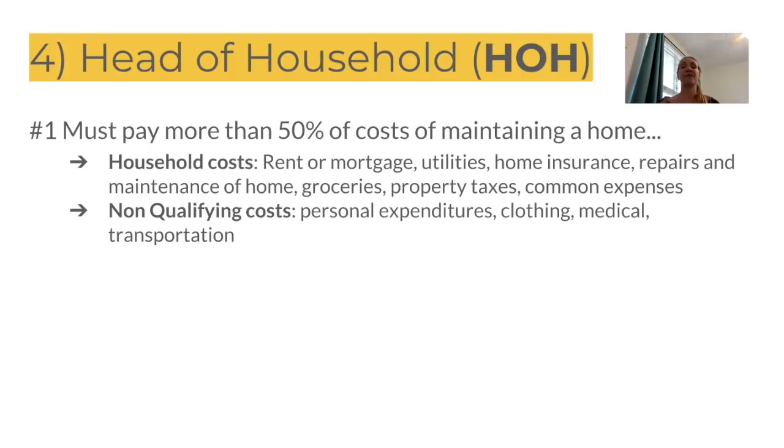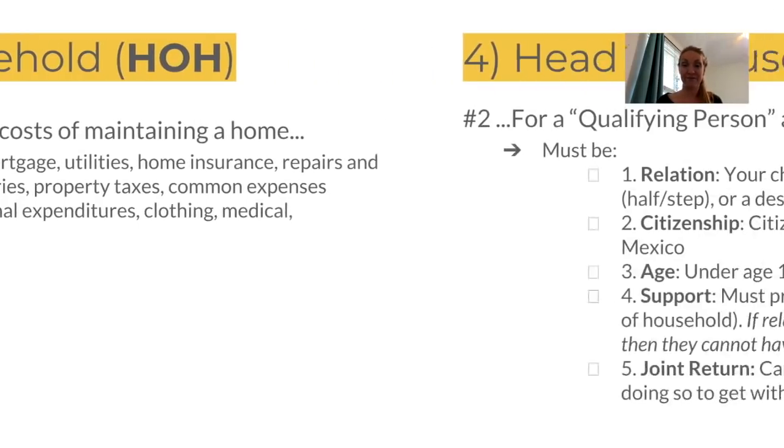So I'm going to break down these 3 requirements again in a little more detail. Number 1, you must pay for more than 50% of the cost of maintaining a home. So that includes these household costs: rent, mortgage, utilities, home insurance, repairs and maintenance, groceries, property taxes, common expenses. Non-qualifying expenses are personal expenses: clothing, medical, transportation.